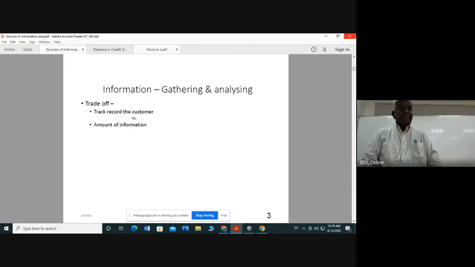Information gathering and analyzing, there can be a trade-off. That is, track record of the customer versus the amount of information. We have already seen relationship banking versus transaction banking. In relationship banking, we are developing a continuous relationship with the customer and collecting the customer's information. So whenever the customer comes, we need not go through information from A to Z because we already have the information. We only have to go for additional information.